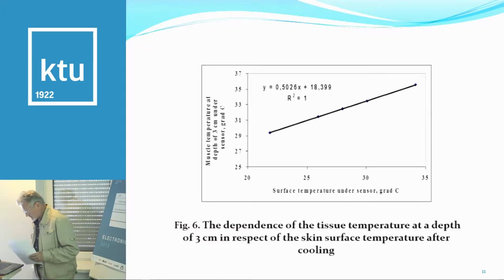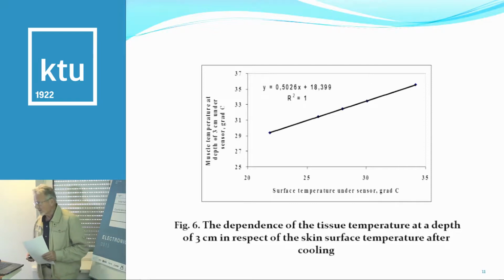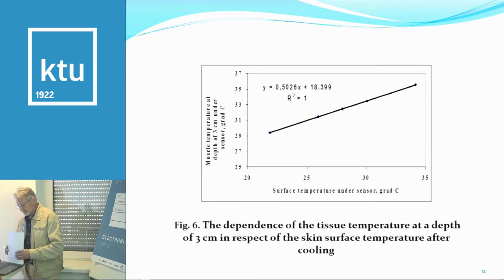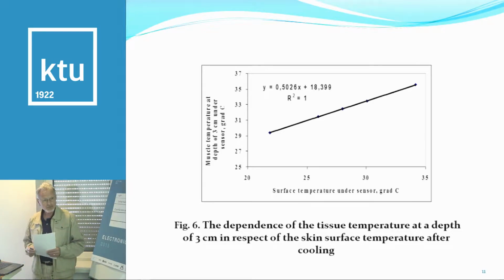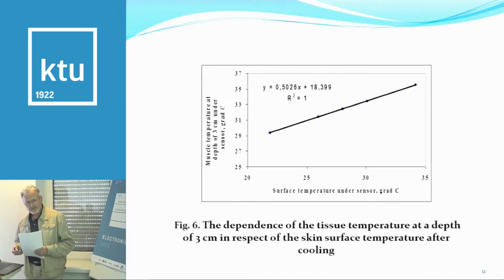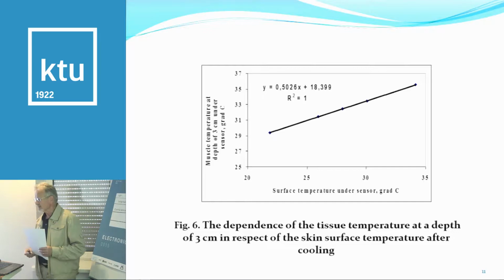For calculation of deep layer temperature, we have an equation, and according to this equation the temperature was calculated at a depth of 3 centimeters with respect to the skin surface. Why 3 centimeters? 3 centimeters is usually used by many researchers in the world, and the needle probe which is used for direct measurement of temperature in deep layers is usually about 3 centimeters long.